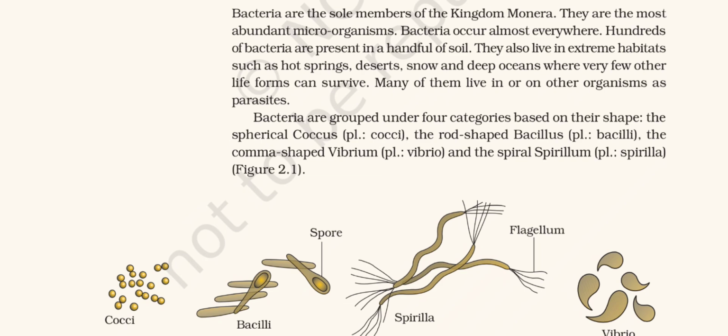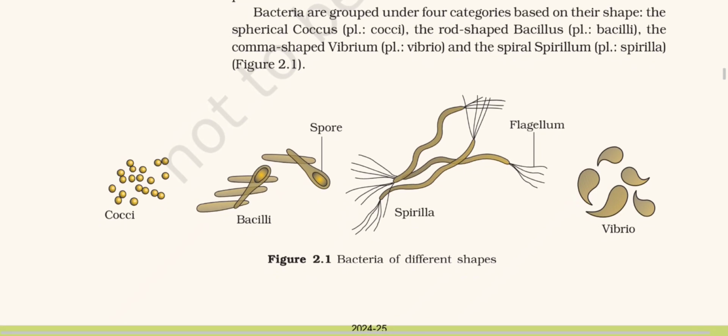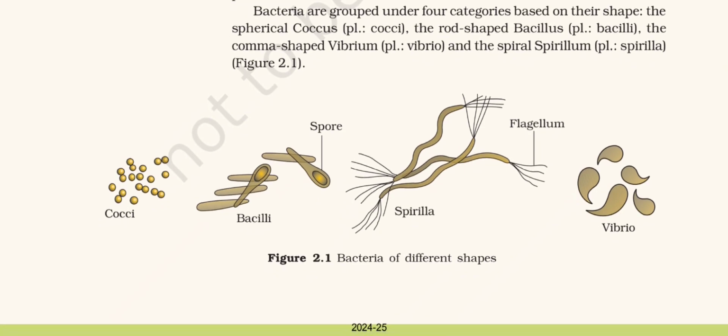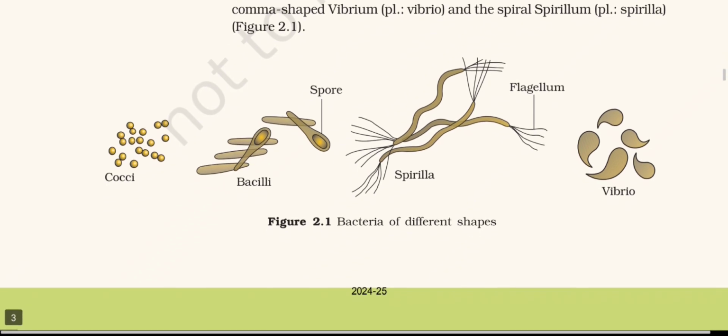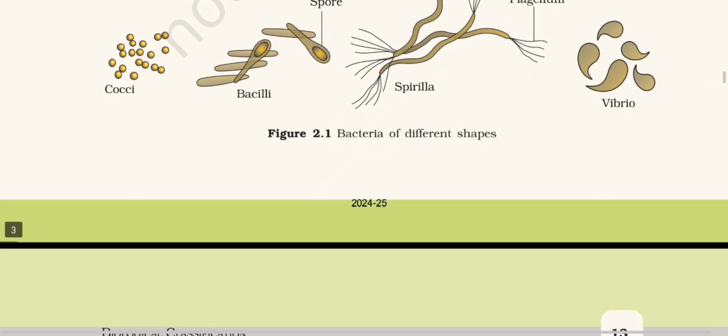Bacteria are grouped under 4 categories based on their shape: the spherical coccus, plural cocci, the rod-shaped bacillus, plural bacilli, the comma-shaped vibrio, plural vibrios, and the spiral spirillum, plural spirilla, Figure 2.1. Figure 2.1 Bacteria of different shapes.